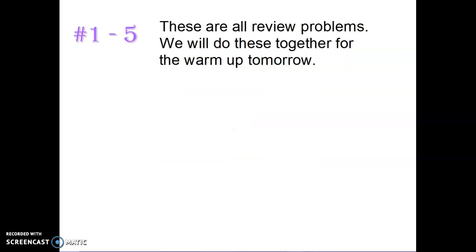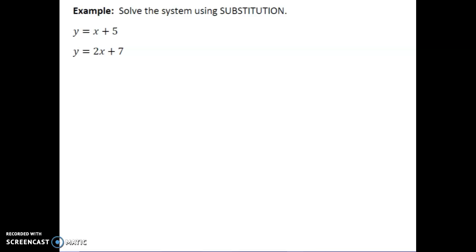If you look in your notes, you'll notice that numbers 1 through 5 are review problems from previous units, so we are going to do those together for warm-up. We're going to skip down to this problem at the bottom of the first page.